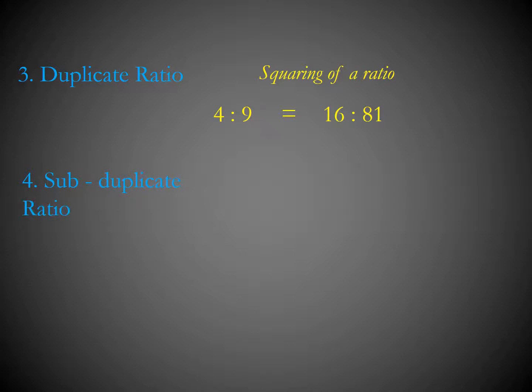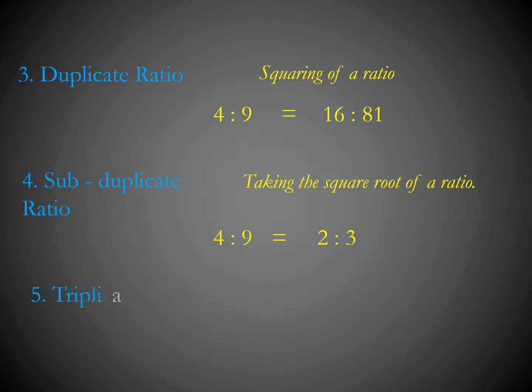Fourth is subduplicate ratio. Like in duplicate ratio you do the square of it, in subduplicate you have to find its square root. So subduplicate means taking the square root of a ratio. For example, find the subduplicate ratio of 4:9. It will be 2:3 because square root of 4 is 2 and square root of 9 is 3.